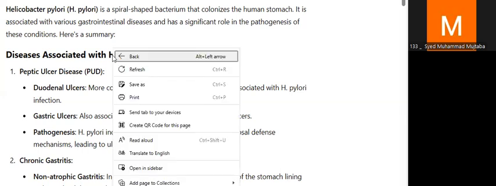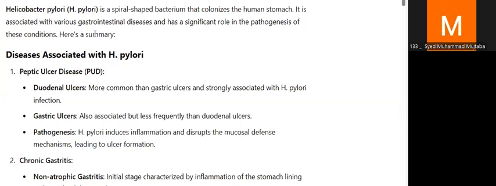So now I'll be listing the diseases which are due to H. pylori bacteria. First comes peptic ulcer disease. Peptic ulcer disease can be further subdivided into two types of ulcers, duodenal and gastric ulcers. Duodenal ulcers are predominant in the younger population and they are more frequent. However, gastric ulcers are more in the older population, about 70 years. So gastric ulcers are less common. However, they are more malignant in nature and they usually occur at the lesser curvature of the stomach.